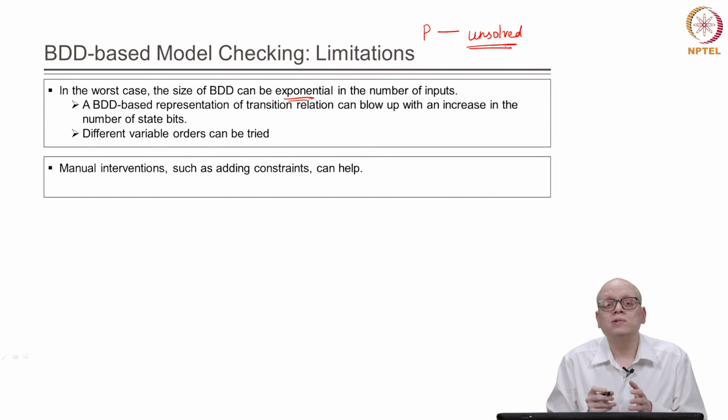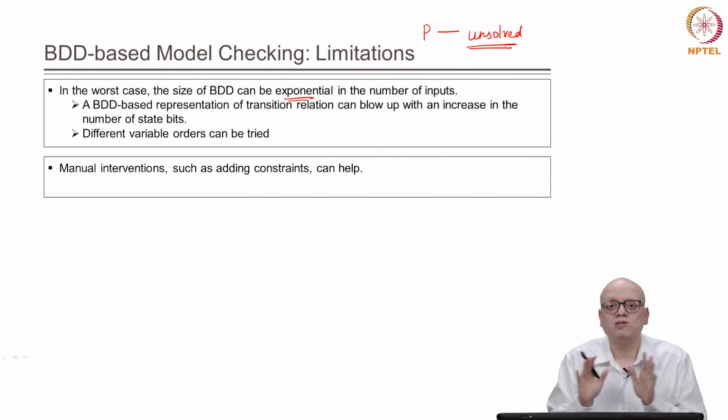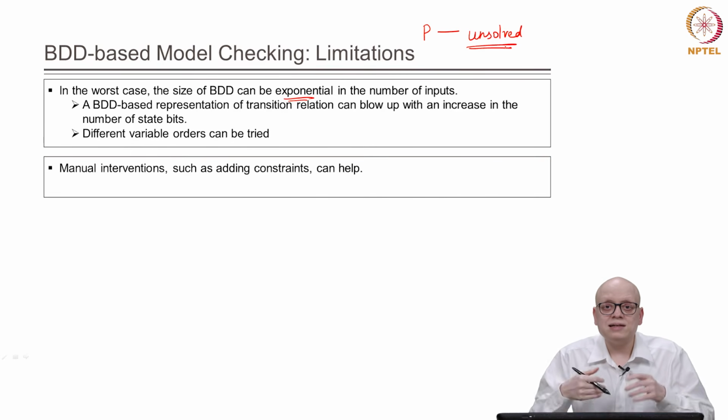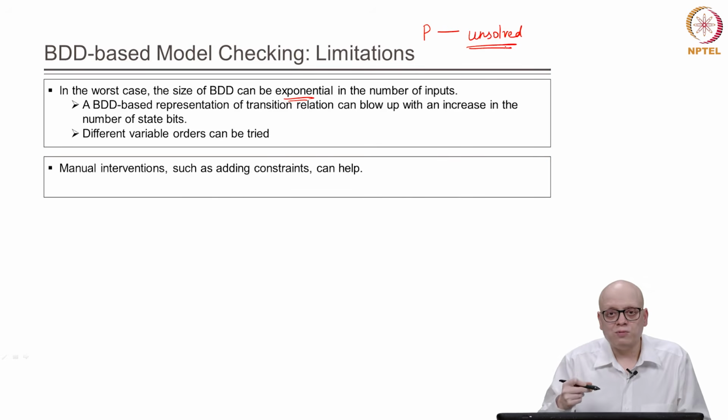In that case, the tool will report that it cannot say anything or infer anything about this property, and it is an unsolved problem. When that situation arises, what can we do as a designer? We can apply some constraints to our problem.